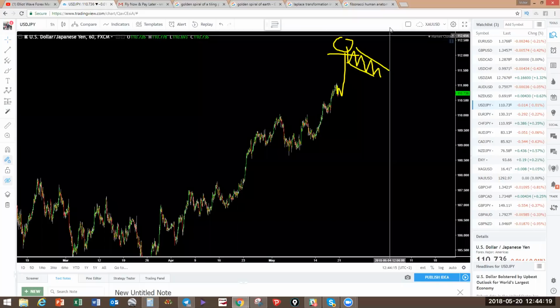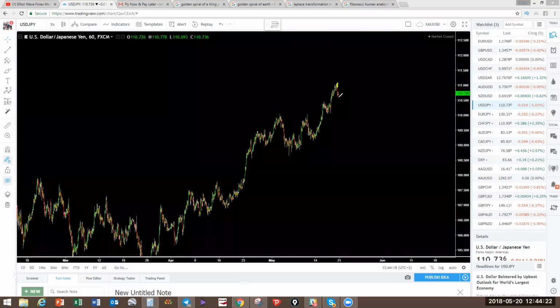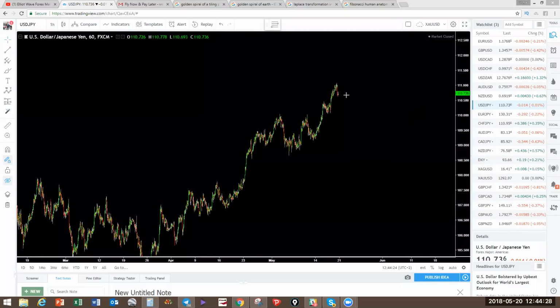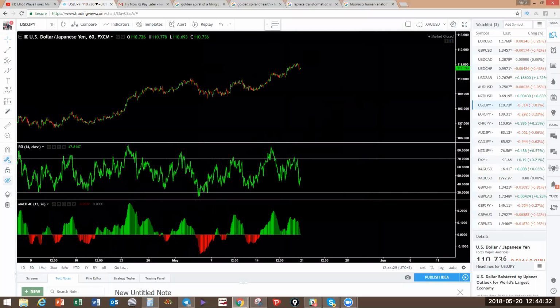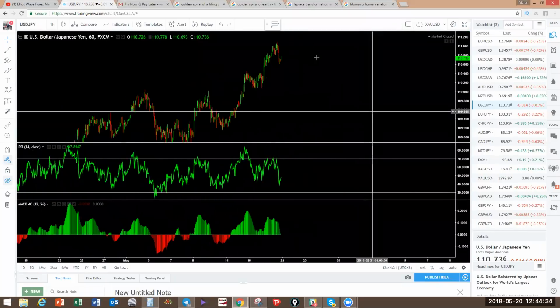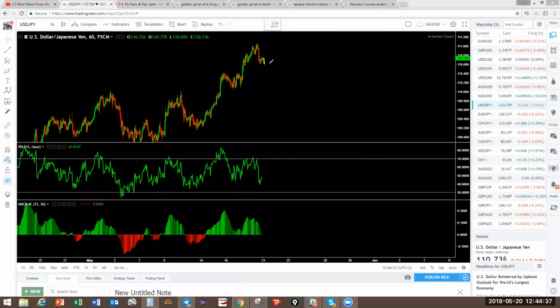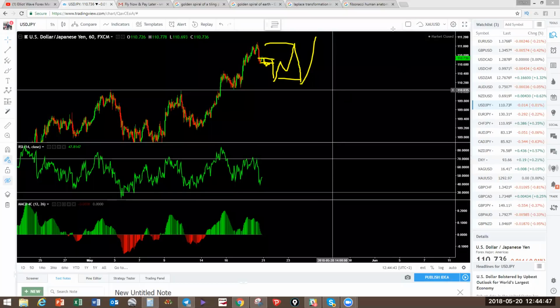Expect a correction here. So this move down does not mean reversal, it can just be a pullback. Unfortunately you just have to wait there. If you're a short-term trader, there's an impulsive move to the downside. You can take a short trade here when this corrective structure completes for a move like that. Just be careful, take profits quickly, because this could be the move that is forming here.